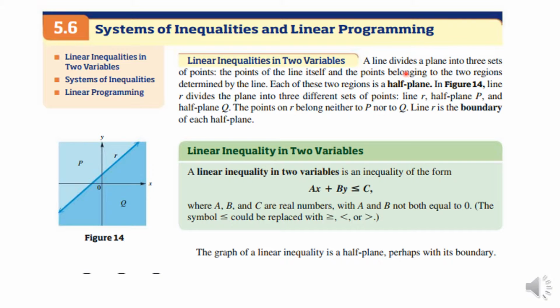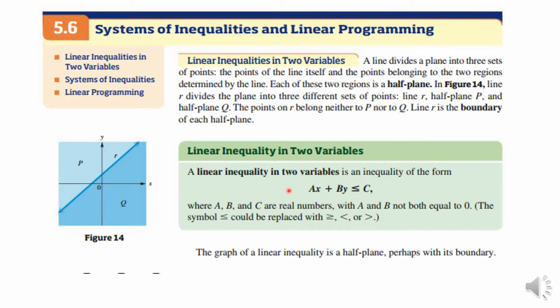Anytime we draw a line, it divides a plane into three sets of points. The points on the line itself and the points belonging to the two regions determined by the line. Each of those two regions is a half plane. So here R is the line, there's a half plane called P, the points up here, and a half plane called Q, the points down there. Line R is called the boundary of each half plane.